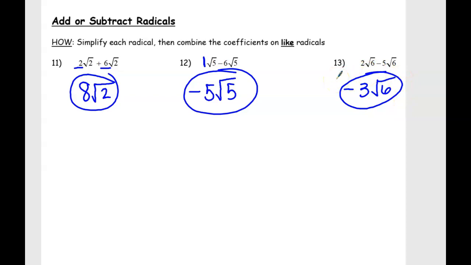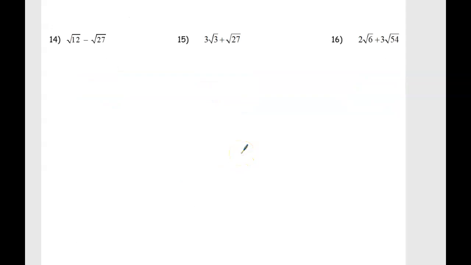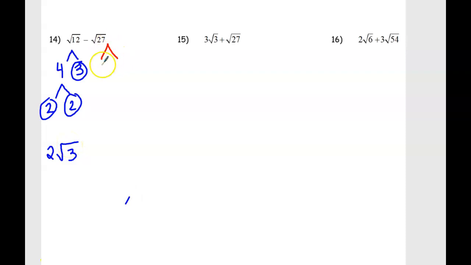Okay. So if we look at the next 3, they're not like radicals, okay? But we want to put them both in simplest radical form first. So I've got radical 12, which could be, let's see, 4 and 3, and 2 and 2. So radical 12 could be represented as a pair of 2's, so it's 2 radical 3. And then let's look at 27. 27, we could do 3 and 3, okay?